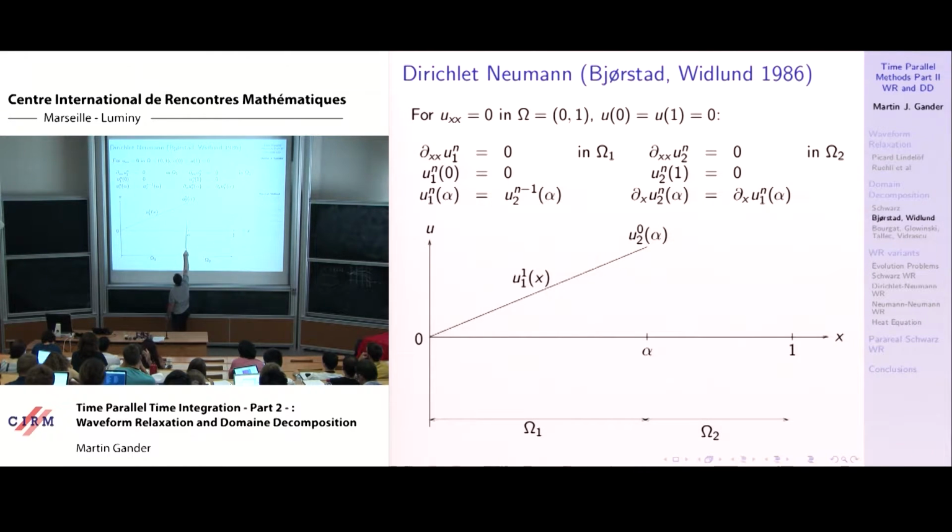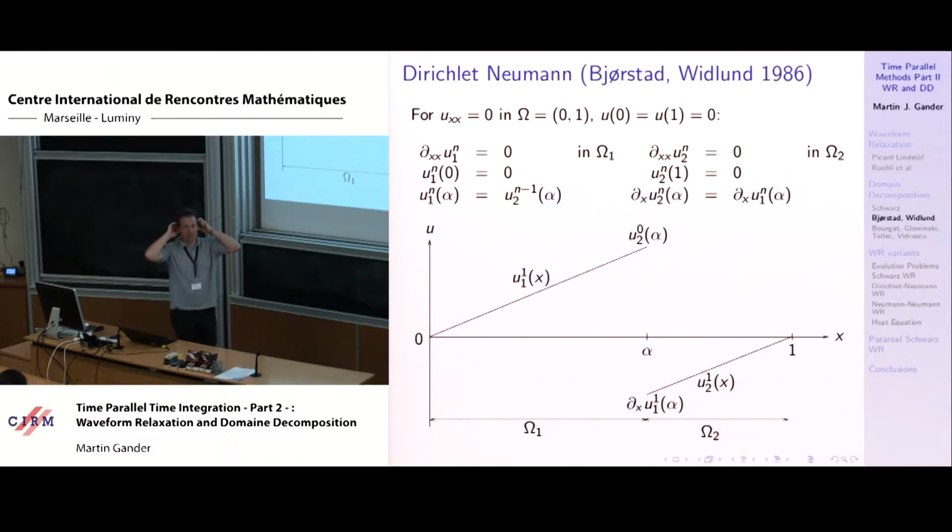And now you have to produce a solution on this subdomain that has this slope at this point. How does this solution look like? Can you picture this? It must be, yeah, exactly. It must be a straight line that has the same slope as that one. So that's what the second subdomain does. Now we have solved on the second subdomain.